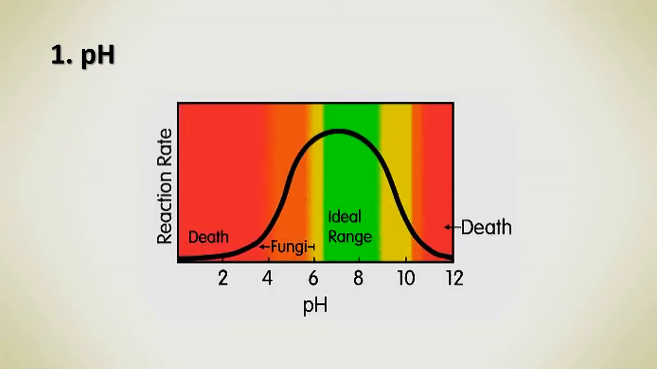This diagram shows the pH preference of bacteria. The ones you're going to use in your practical mostly fall in this category. And this is what we consider an ideal pH for most bacteria.